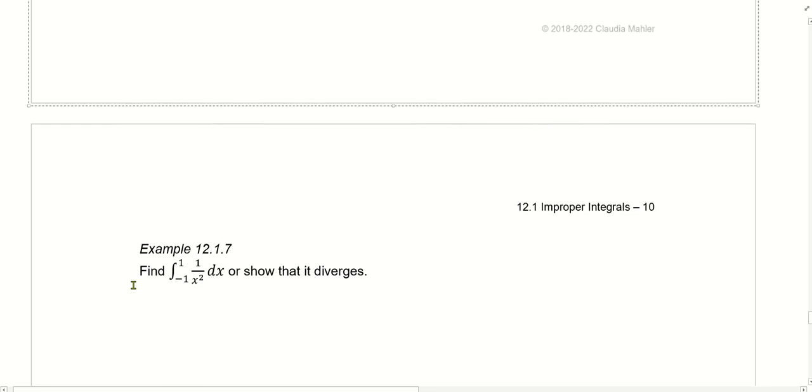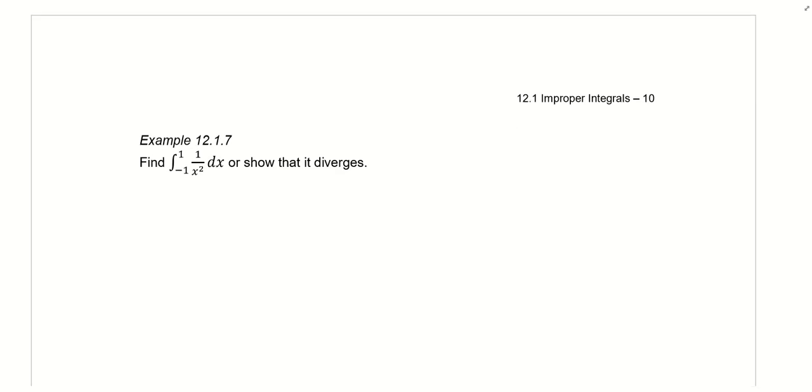Let's look at one more example, and then we'll talk about p integrals for the type 2 improper integral. So here, we want to find the integral from -1 to 1 of 1 over x squared, or show that this diverges. So again, this looks like your nice normal integral that you might see with the 11.1 notes, but notice that my integrand is undefined at 0, and 0 is on my region of integration.